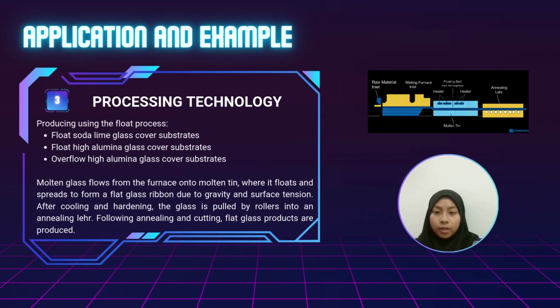The steps of the processing technology are as follows. Molten glass will flow from the furnace into molten tin, where it floats and spreads to form a flat glass ribbon due to gravity and surface tension. After cooling and hardening, the glass is pulled by rollers into an annealing layer. Following annealing and cutting, flat glass products are produced.